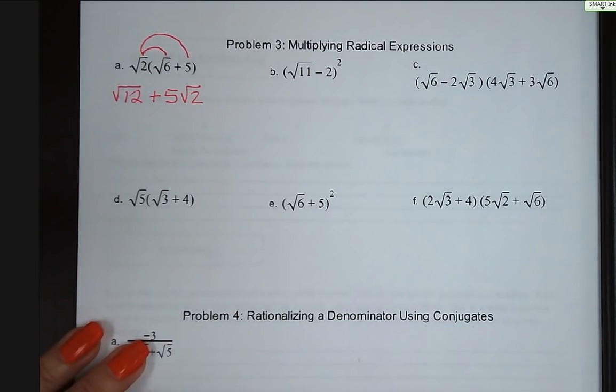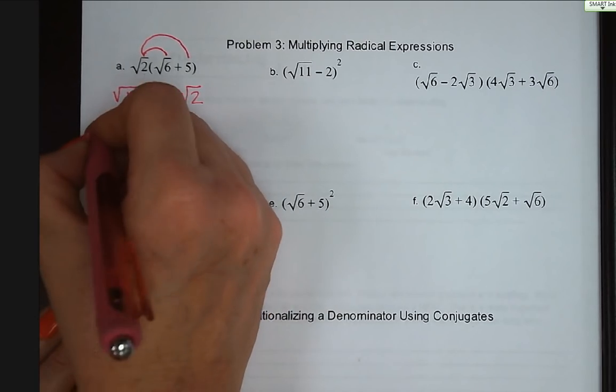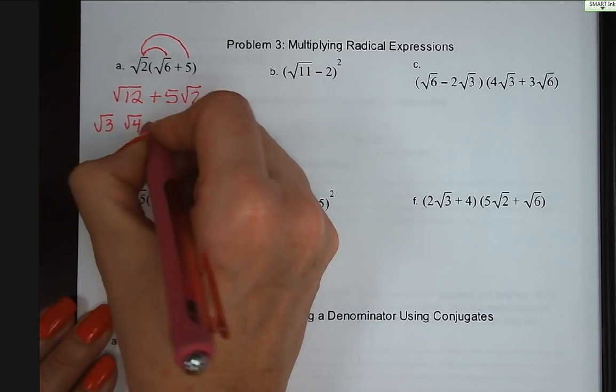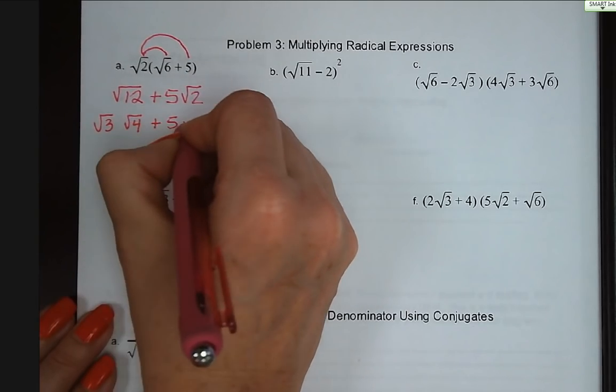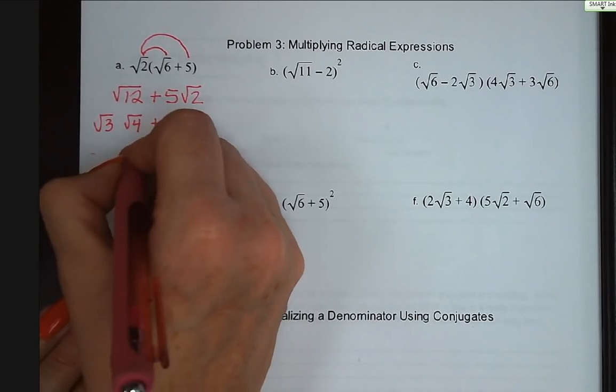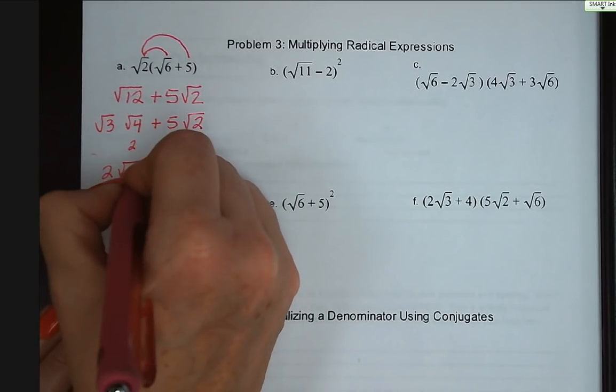Now, we always want to make sure that our radicals are as reduced as they can be. And the square root of 12, I know, has a perfect square inside of it because that is 4 times 3. So we got square root of 3 times square root of 4 plus 5 root 2. Square root of 4 is 2. So we've got 2 root 3 plus 5 root 2.